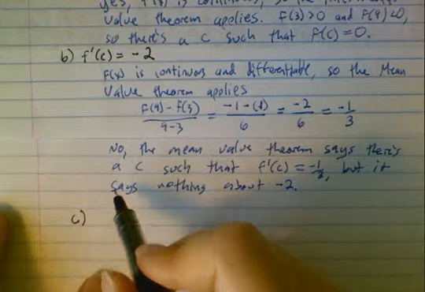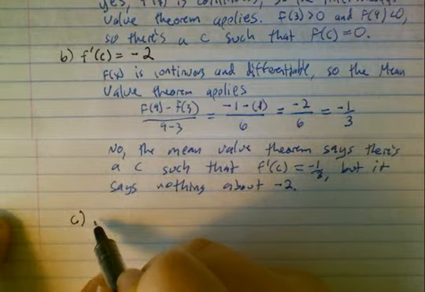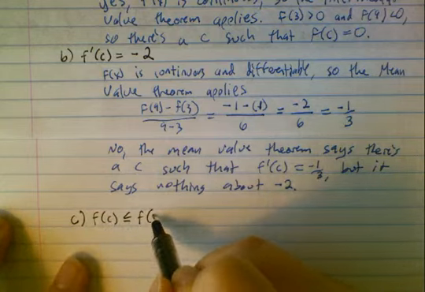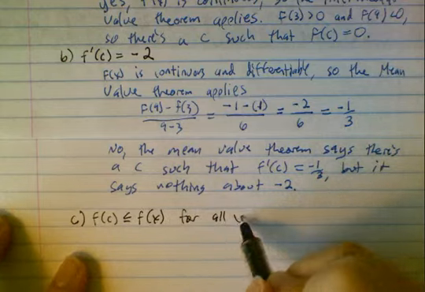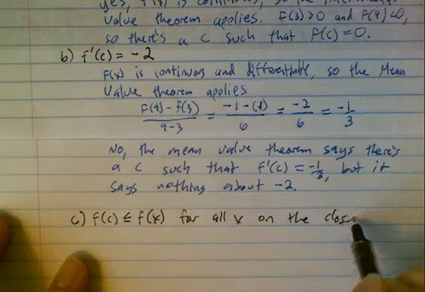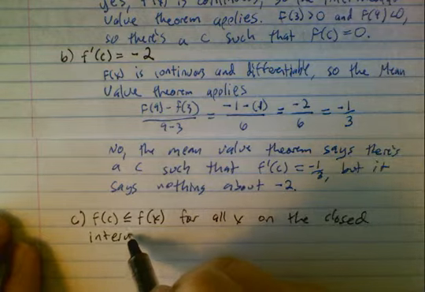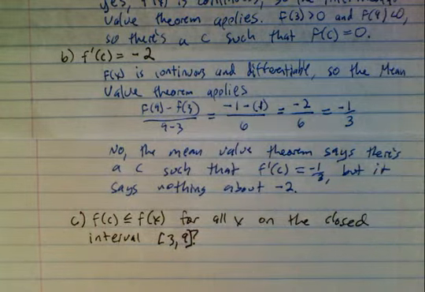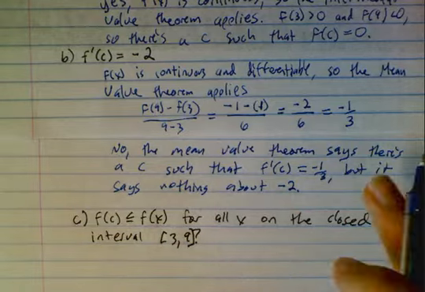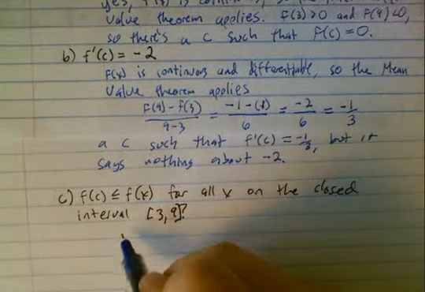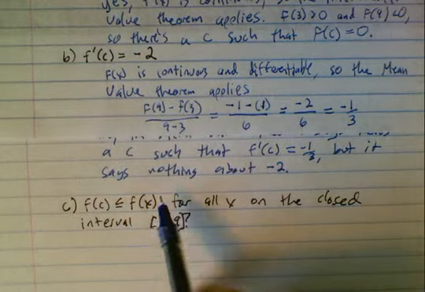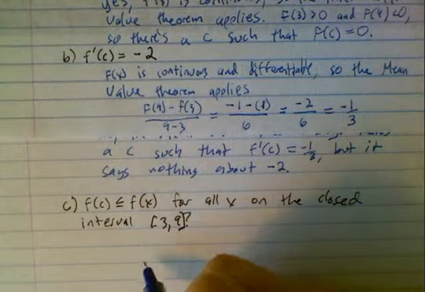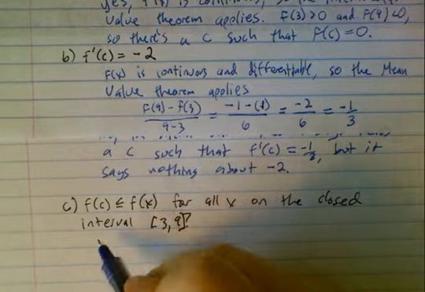And for part C, must there be a c such that f of c is less than or equal to f of x for all x on the closed interval 3 to 9? Okay, think about that one for a second. Restart the video when you're ready. Okay, this is talking about the extreme value theorem. F of x is continuous, so the extreme value theorem applies, and yes, there's got to be a minimum. That's just what the theorem states.